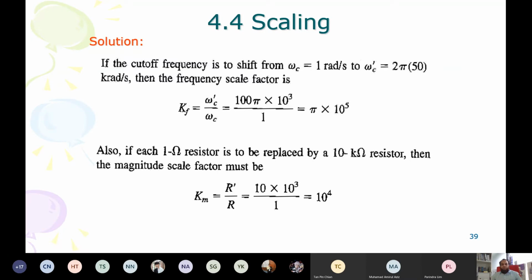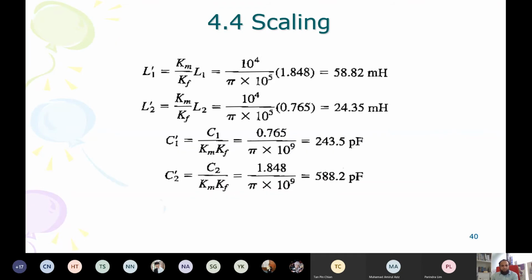Let me see if I can find a question in which they have two different types of resistors, because for that we need to find Km first. So the Km is 10 to the power 4, and then only we can proceed. If we have two different resistors, 1 ohm and 2 ohm or 5 ohm, then do we need different Kms? I'm not sure right now.